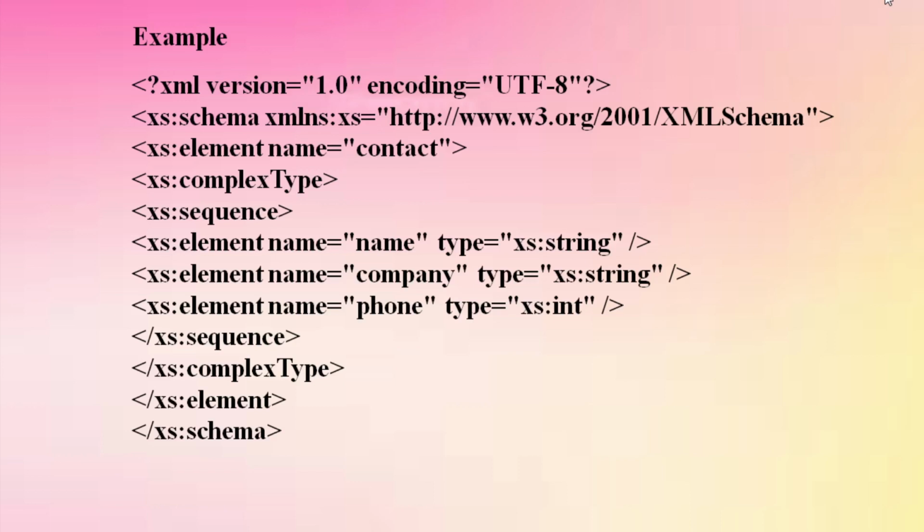xs:element name equals to name, and the type, the element name is of type string, which allows text. Similarly, the next one is company. Element name is company of type string, and the next one is element name is phone. Here the type is int, which allows numerics.